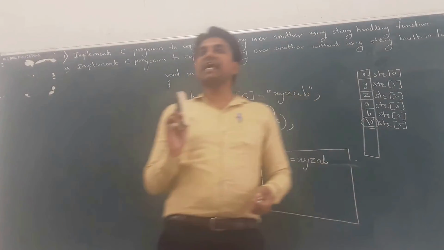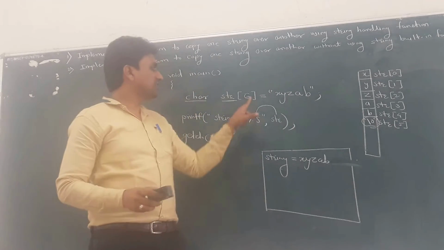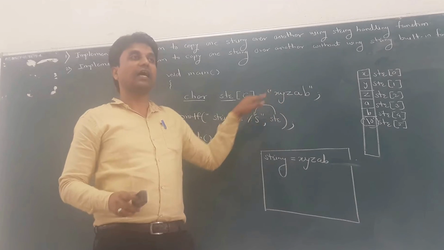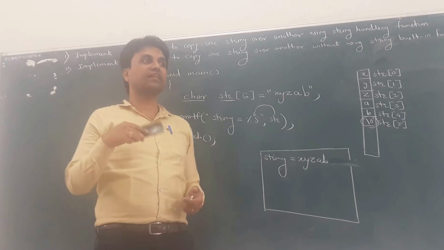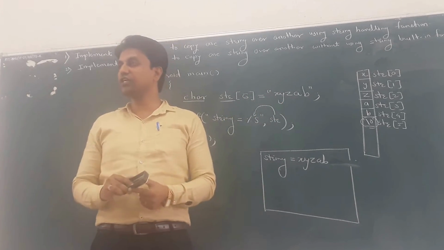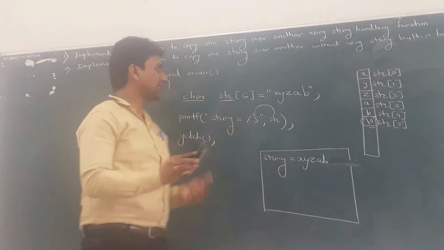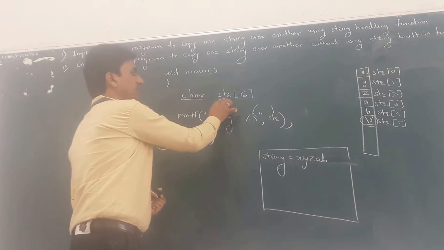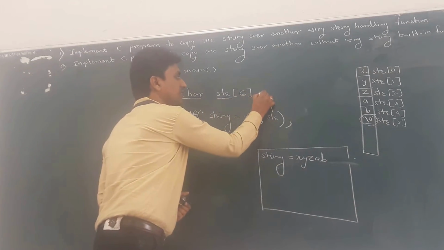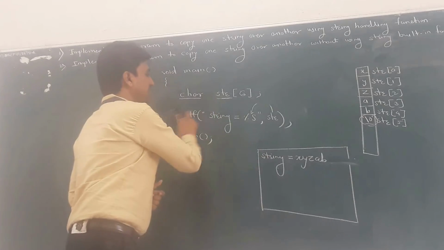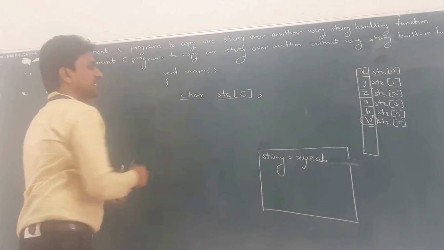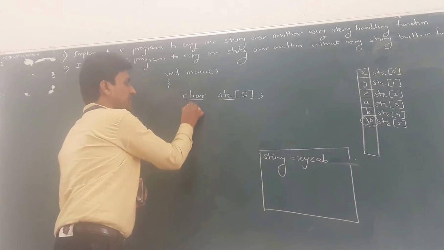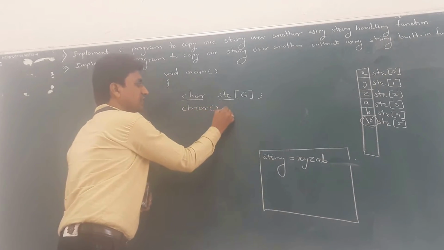Next, this is string initialization at compile time. When you initialize the string at runtime using the scanf function, don't use ampersand. That means just declare the character array str of 6, then give a semicolon. Next thing is scanf. Take the value from the user using the scanf function. Before that, use the clear screen function.